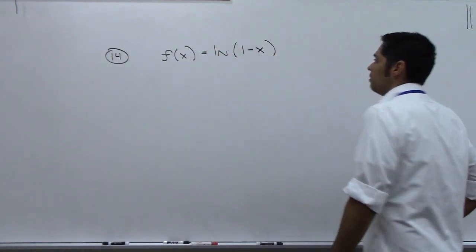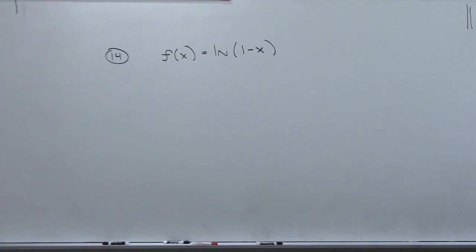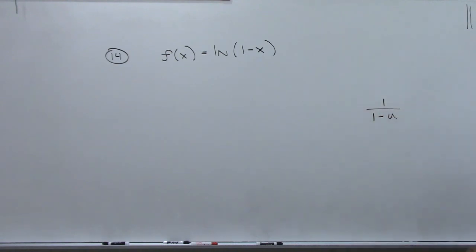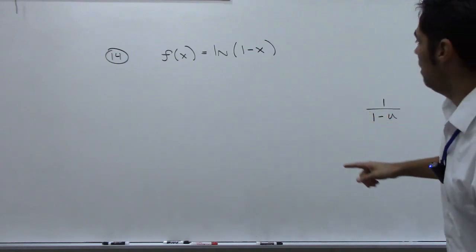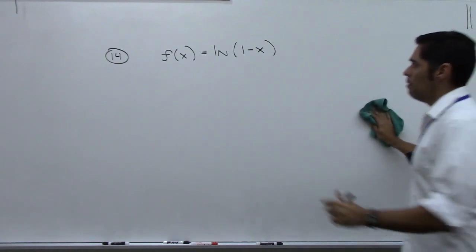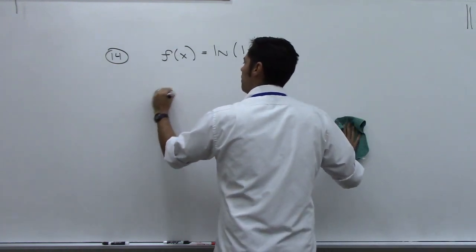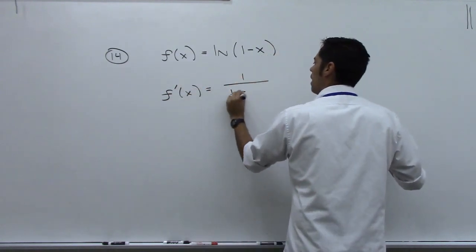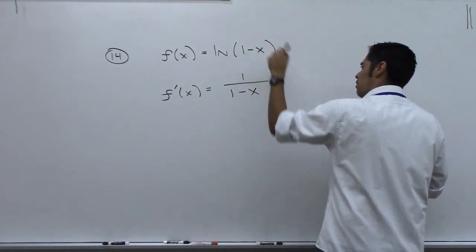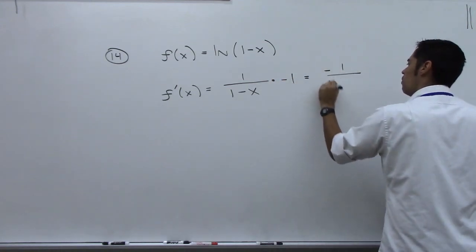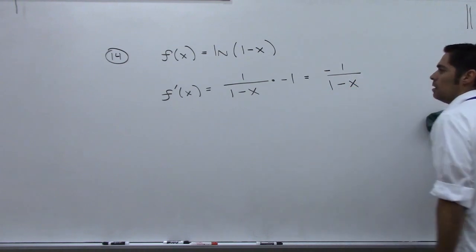All right, so let's take a look at that. That definitely doesn't look like 1 over 1 minus u, which is what I need. But notice that if I actually take the derivative of that, I do get this, close to it. So what is the derivative of f? Well, it's 1 over 1 minus x, then times derivative of what's inside, which is negative 1, which is negative 1 over 1 minus x.